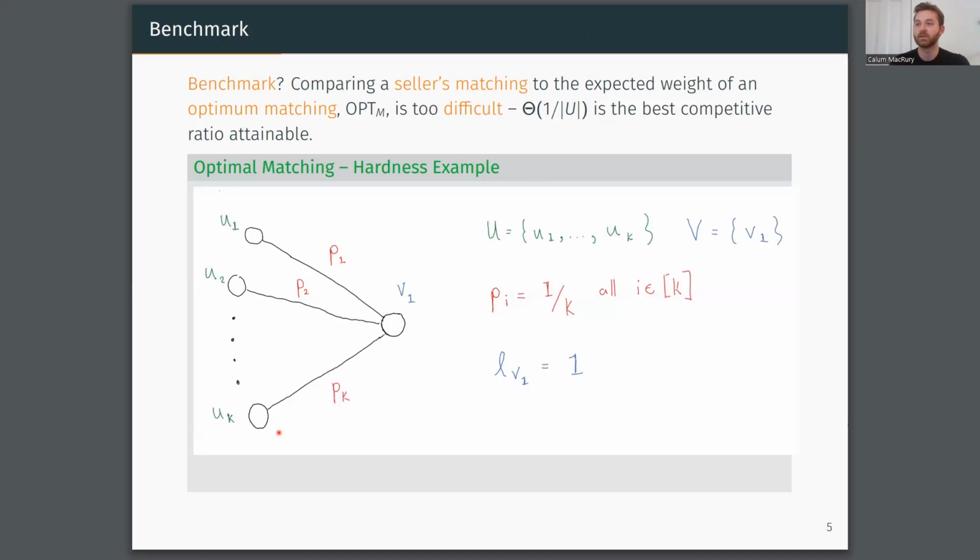There's this graph one can consider where there are k offline items and a single online buyer, where all the edge probabilities are 1 over k, and the patience of the buyer is 1. In this setup, the best an online seller can do is 1 over k, and yet the size of an optimum matching tends to 1 minus 1 over e as k tends to infinity.